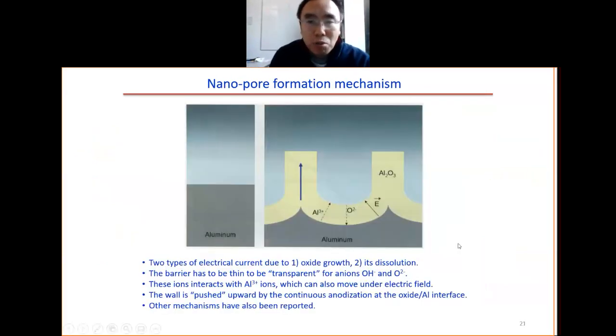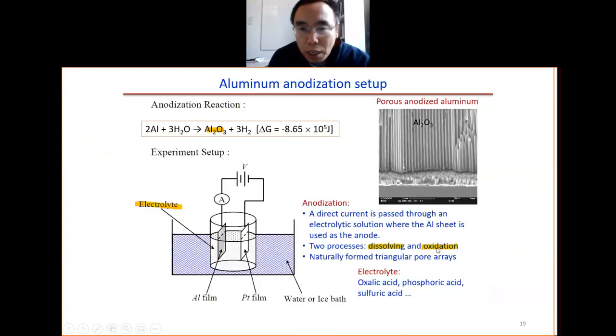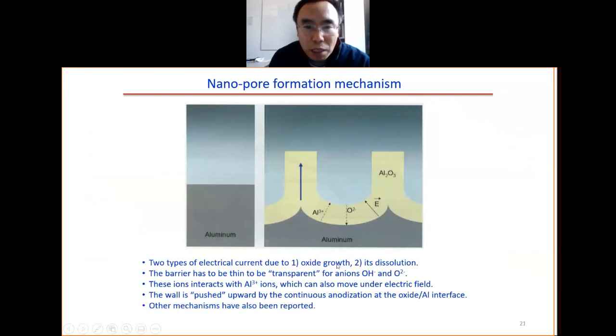As we see, there are two types of process: oxidation and dissolving. They will compete. Then there is this barrier, and this barrier has to be thin enough so that oxygen ions can transport through the barrier. Aluminum ions can also transport through the barrier, and during this process aluminum gets oxidized and pushes upward. So the wall is pushed upward by this continuous anodization process.